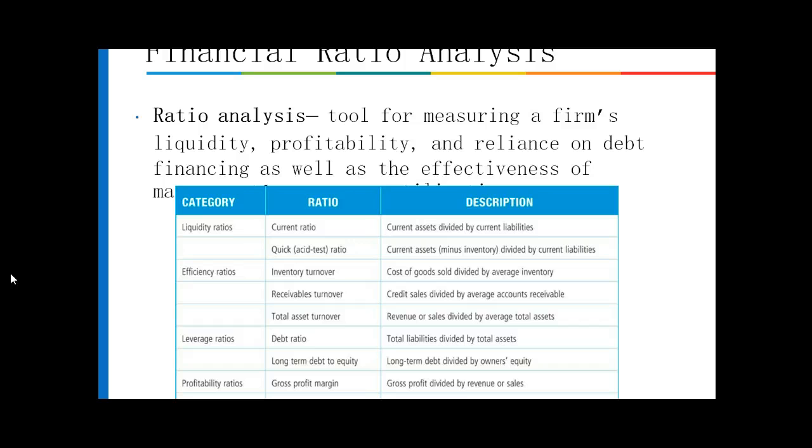But these ratios are important, and calculating them correctly is important as well. But more important than that is using these ratios in light of companies that are comparable and the industry as a whole. These ratios do not on their own, and I have to repeat, these ratios do not on their own tell you truly what's going on. They must be compared.